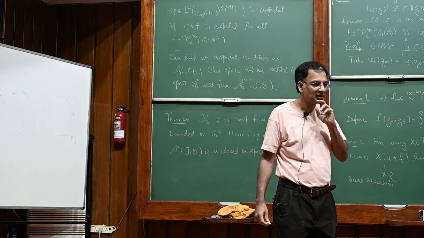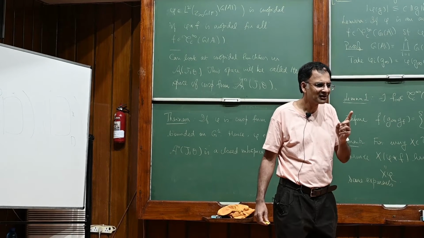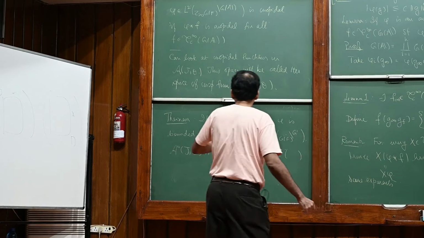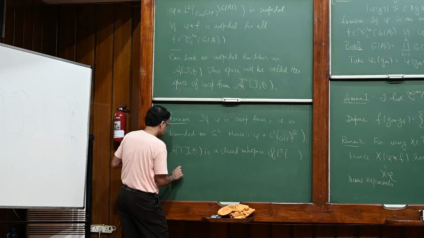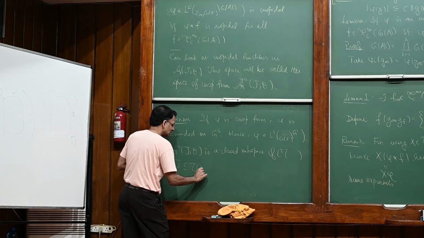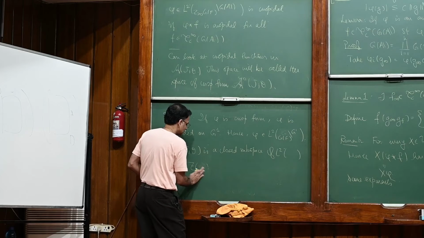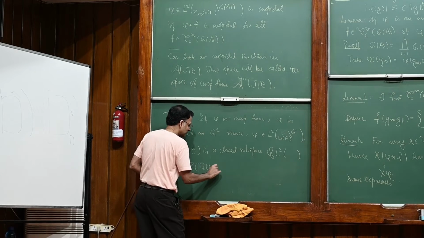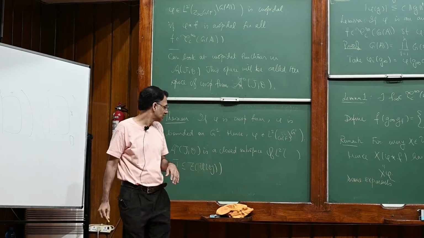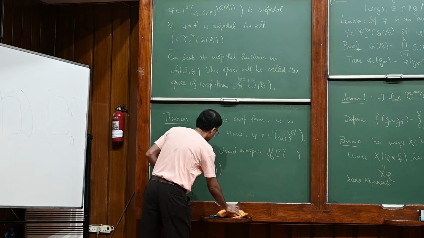Universal enveloping algebra. Yes. ZG is my notation, Z of UG, but I've been using ZG for that. So J is an ideal of finite codimension.